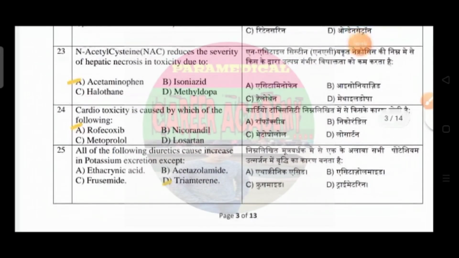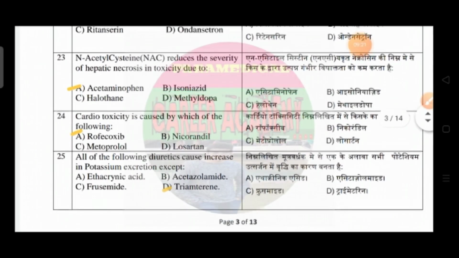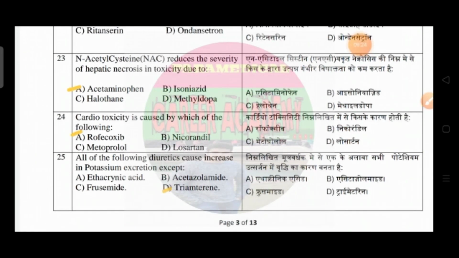Question number 23: N-acetylcysteine reduces the severity of hepatic necrosis in toxicity due to? Option A is acetaminophen, option B isoniazid, option C is halothane and option D is methyldopa. So the correct answer is option A, that is acetaminophen.